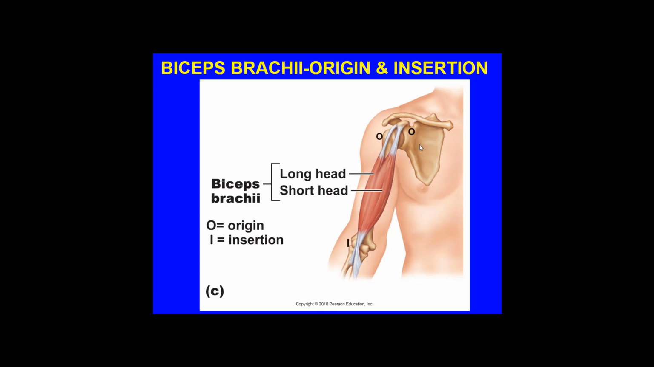The insertion site is where you have the radius and the ulna, where the tendon on the other side of that biceps brachii is attached. So when you have contraction of the biceps brachii, those bones move. Therefore, it's the insertion. Okay?